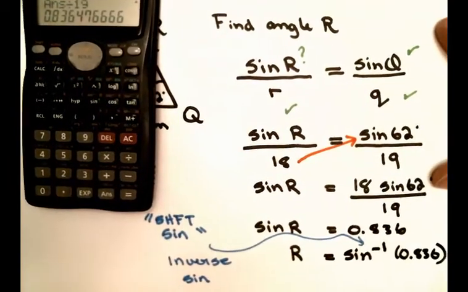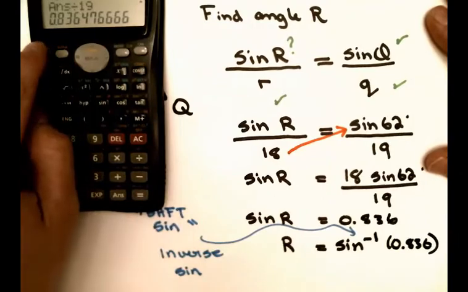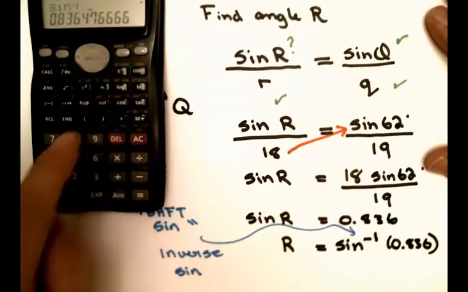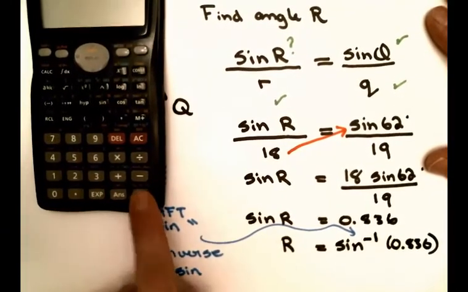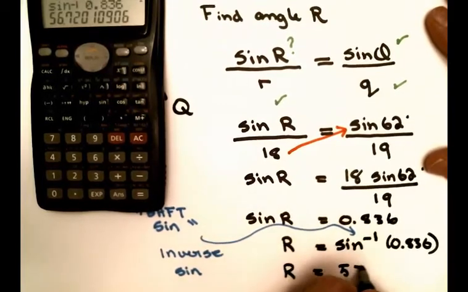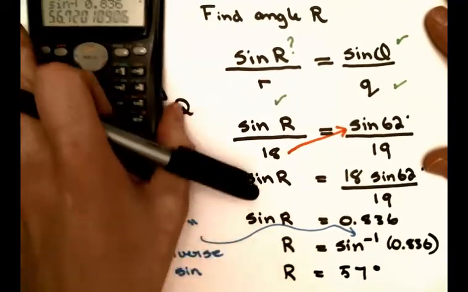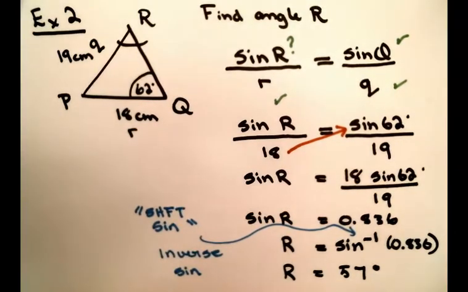You can see it right there at the top, shift, and then I hit sine. So here we go. Shift sine and 0.836, and it comes up with 56.7, which I'm going to round to a whole number for an angle. So r is 57 degrees. Okay, and we've solved the question. We were asked to find angle r using the sine law. All right, let's do another example.